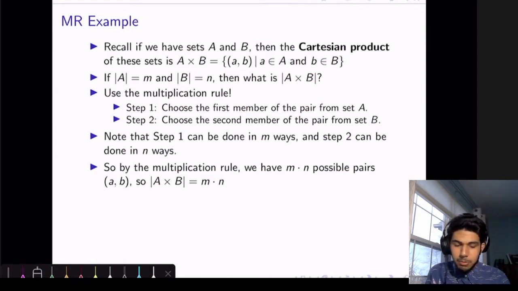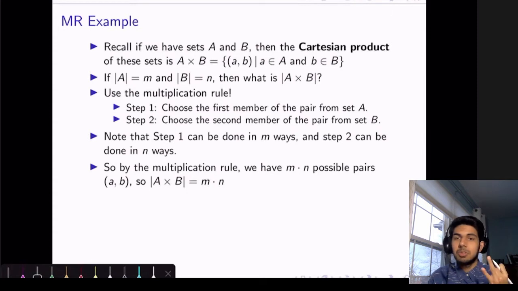So the first step would be to choose the first member of the pair from set A, right? Find that value. And then the second step is assign a value to the second element of the pair. Cool. So step 1 can be done in m ways since the size of A is m, and step 2 can be done in n ways since the cardinality of B is n. So we'll just use the multiplication rule. We get m times n possible pairs (a, b). So that means the cardinality of A cross B is m times n.